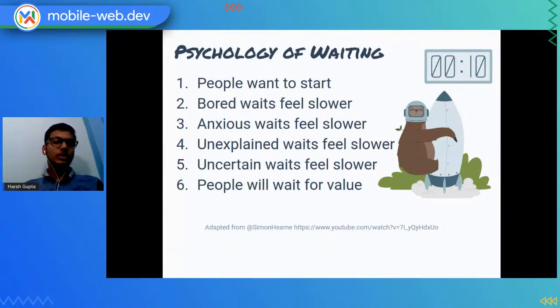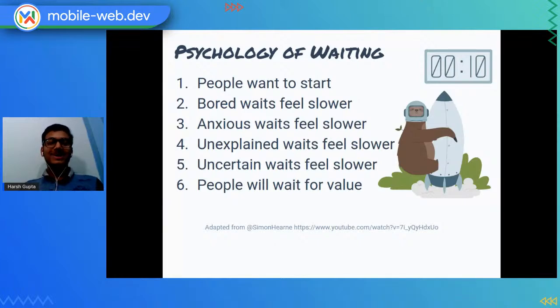Please don't let the user get bored, and an unexplained wait feels slower. The fourth point I feel is really important for us, because we don't know what the user wanted to see, what page they might be looking for. But if I'm going to any website, there should be some content which gives me value. So our website should target that only. The sixth is that people will wait for value, and that's the key point. People will wait for value.